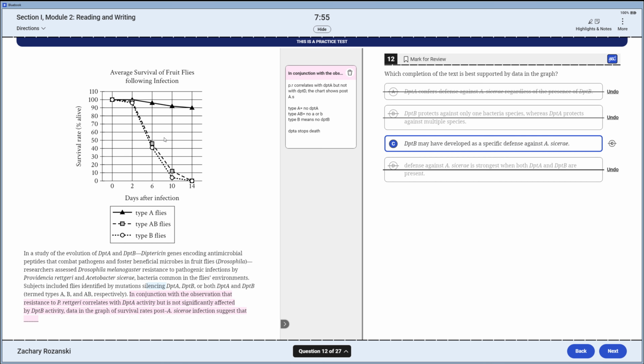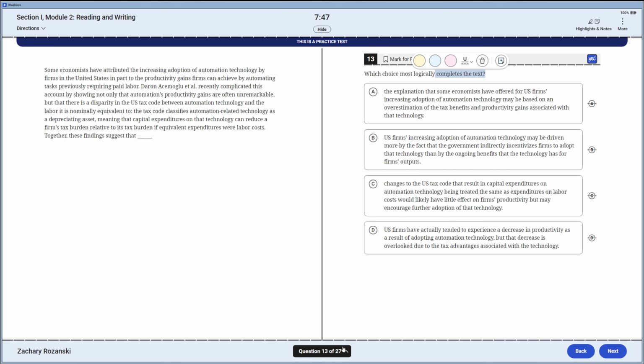DPT, yeah, it has to be, because in type A, DPTA is silenced, B is present, and they're kind of just fine. So it's got to be this one. Pick it and move on. Whew, what a grind. Okay, that's fine.